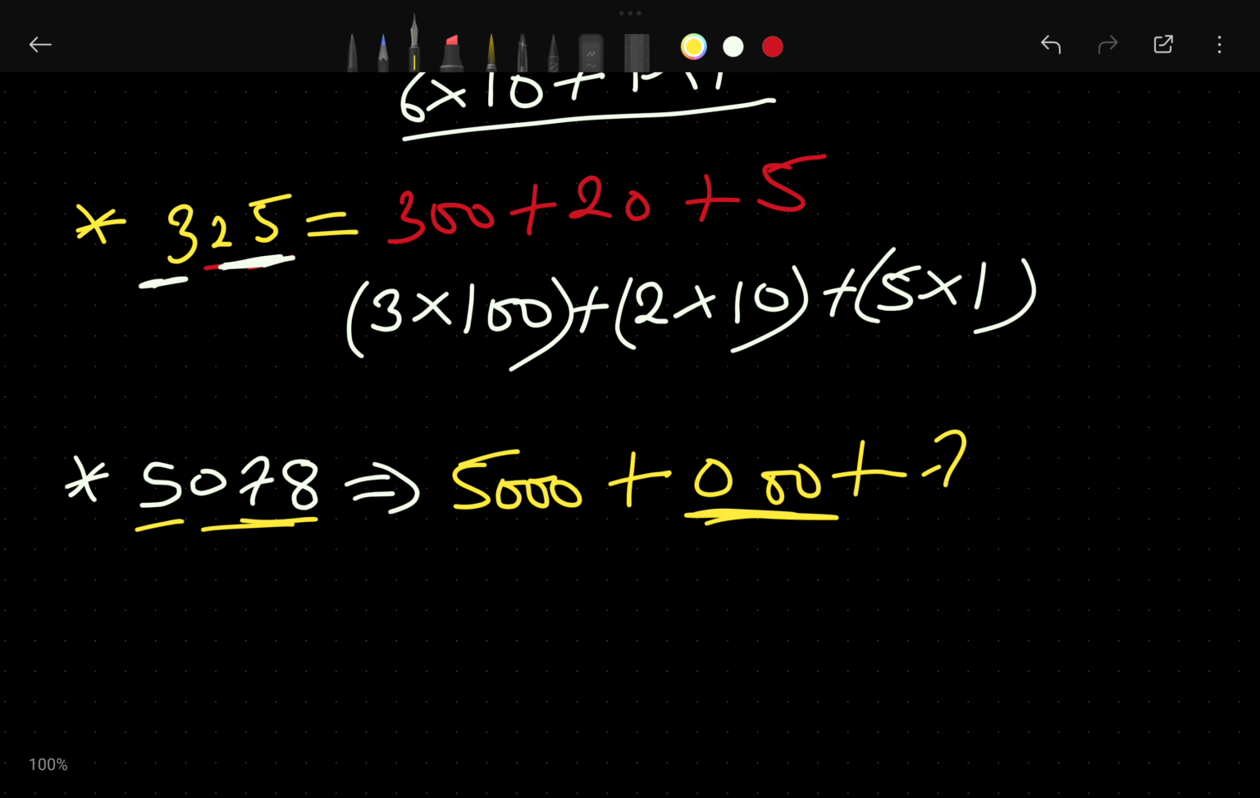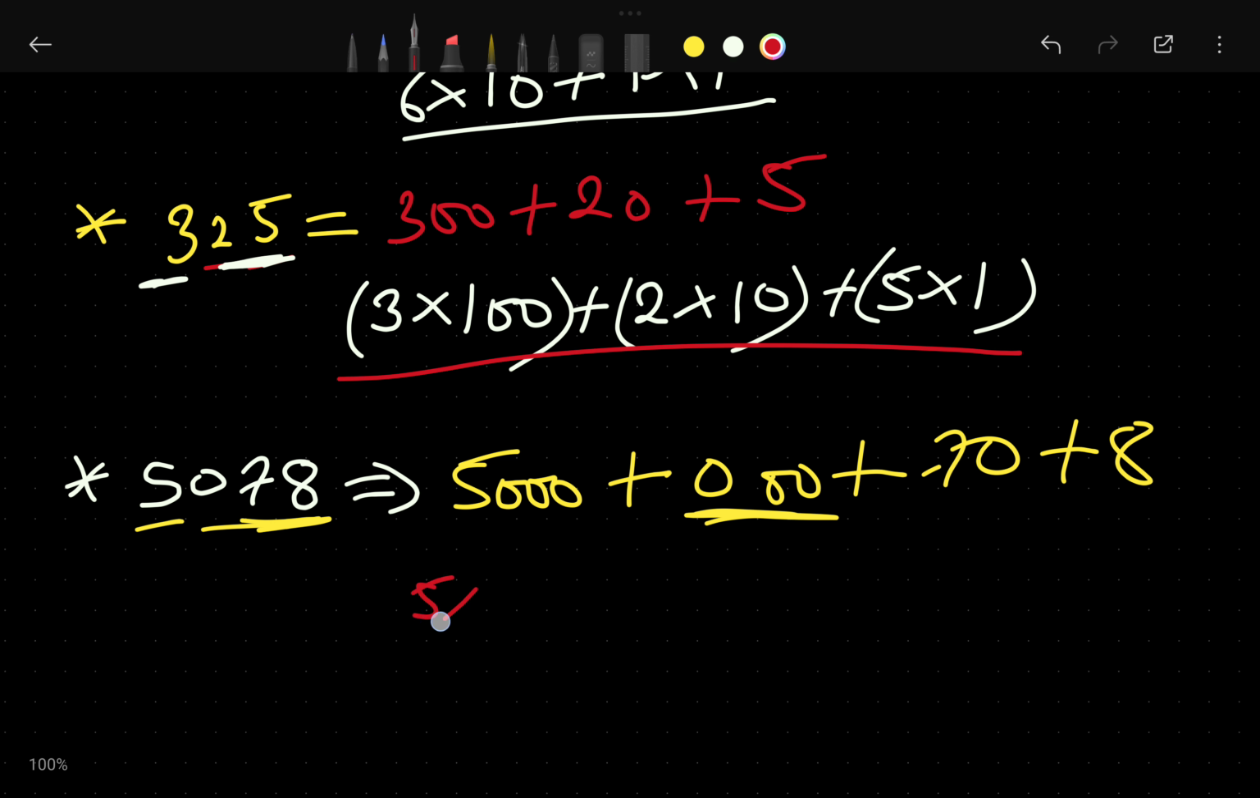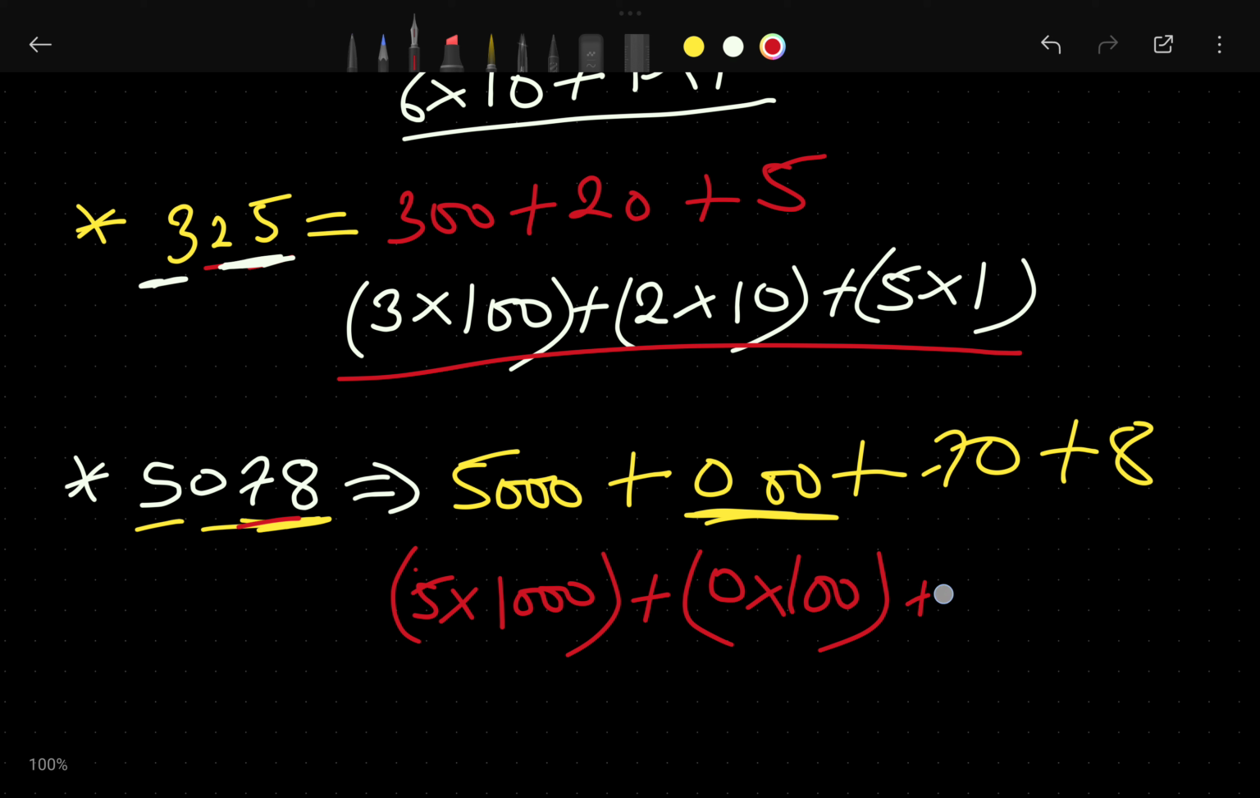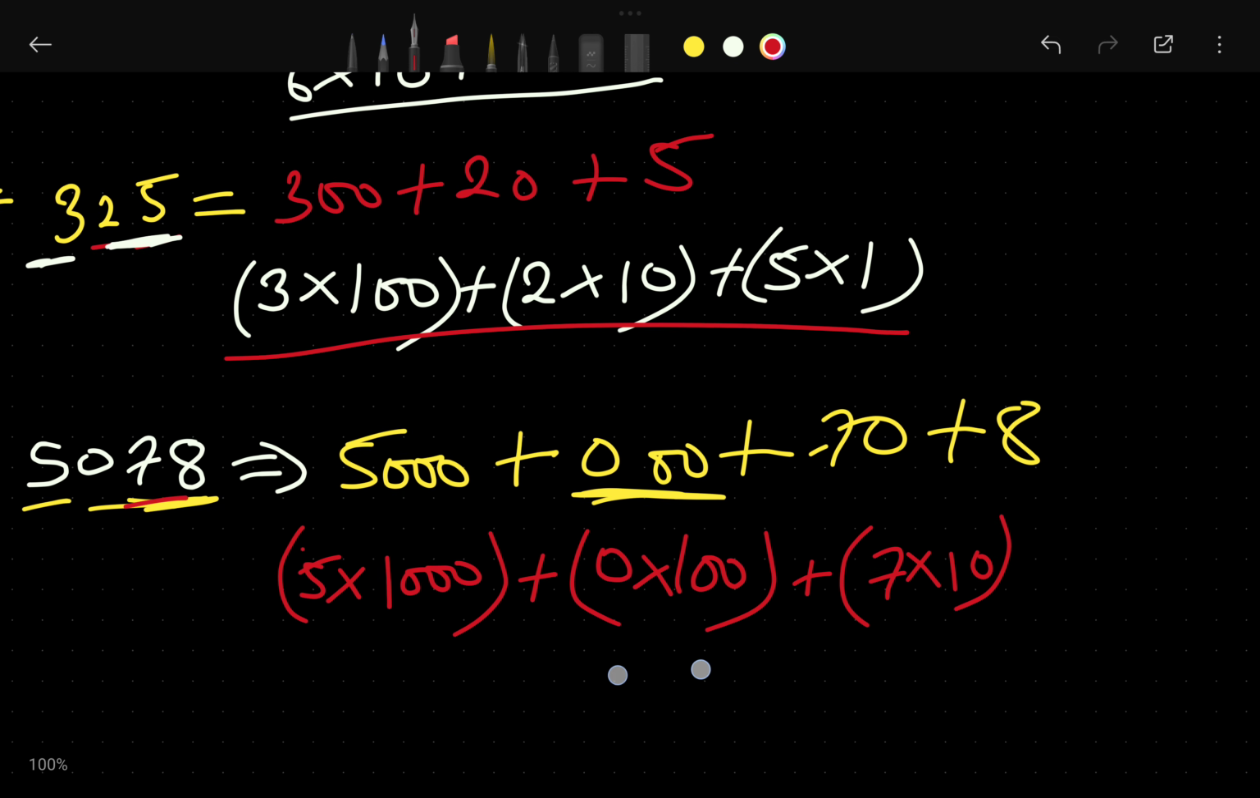Then this is 7. After 7, how many digits? 1, so you have to put one 0. Then after that is 8. How will we make this into the expanded form? 5 is there, write 5, then multiply by 1. After the 5, how many digits are there? 1, 2, 3 digits, so put 3 zeros in the bracket, then plus. Then 0 is there, 0 multiplied by 1 and 2 zeros. After that plus, then 7 is there, 7 multiplied by 1, then after 7, how many digits? 1 digit, put one 0, then plus.